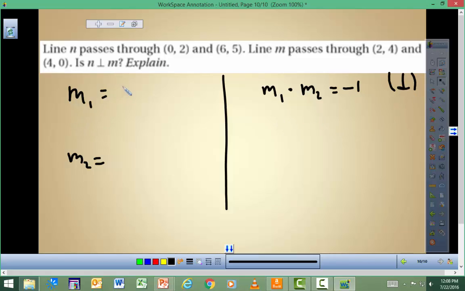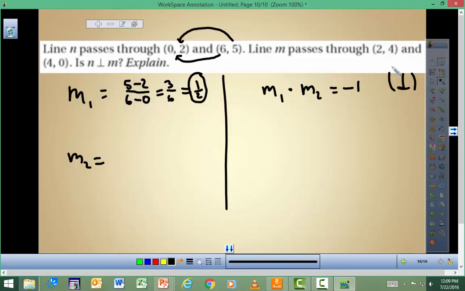So that's our plan. So here, we'll take 5 and subtract 2. That's subtracting the y coordinates. And then we'll take the x's and subtract. We've got 6 minus 0. And in this case we get 3 over 6, which is equal to 1/2. So did I do everything right? I think I did. Let's see. 5 minus 2 is 3. 6 minus 0 is 6. Okay, so there's the slope of the first one.